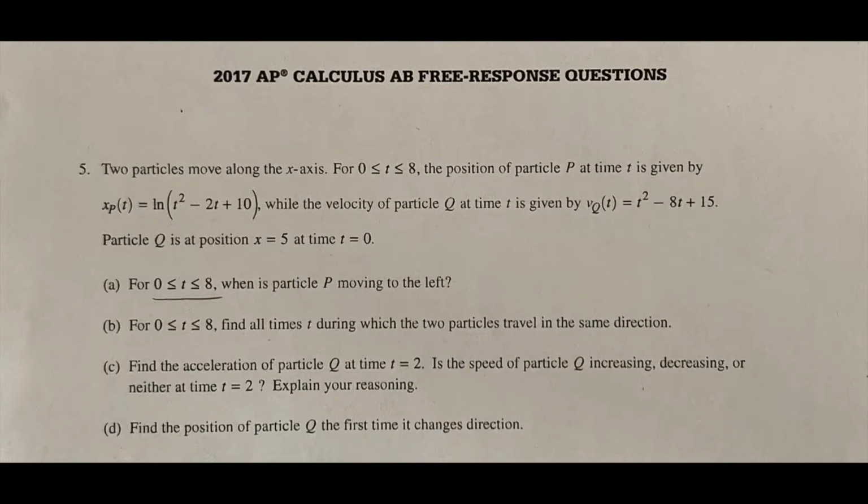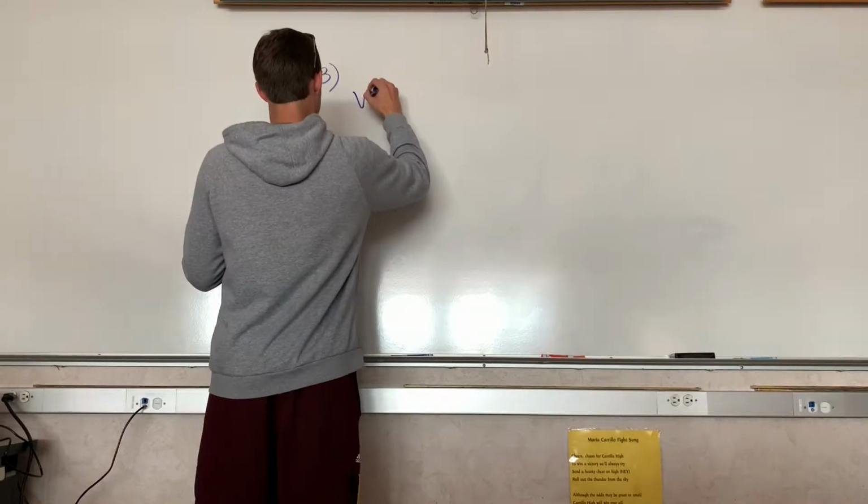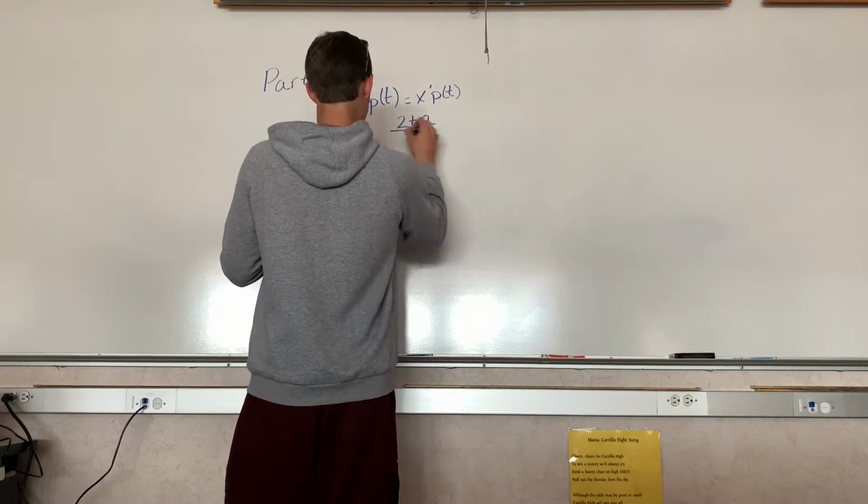Part B. For t is greater than or equal to 0 and less than or equal to 8, find all times t during which the two particles travel in the same direction.